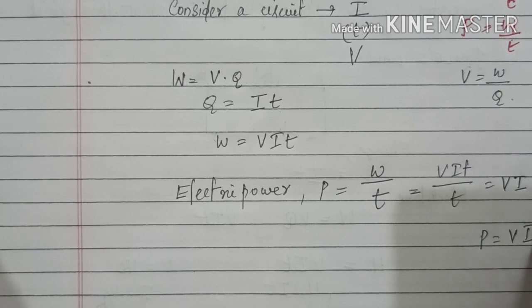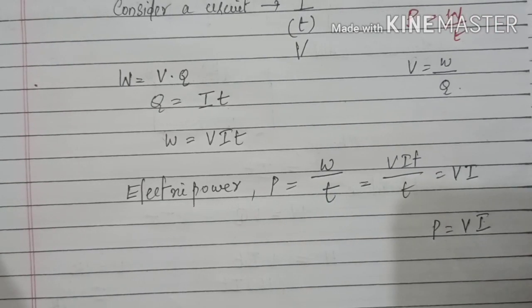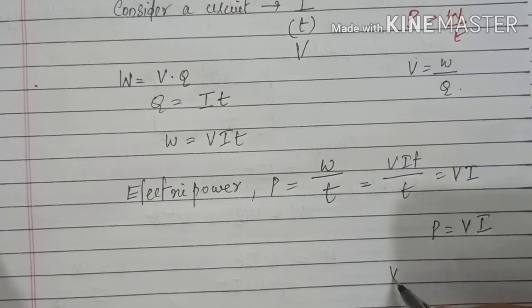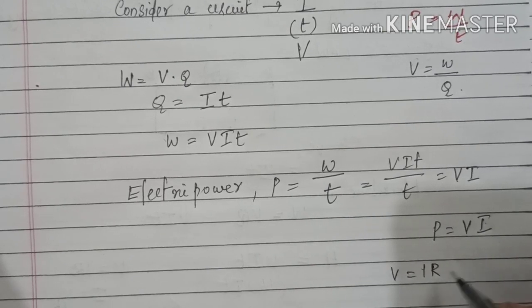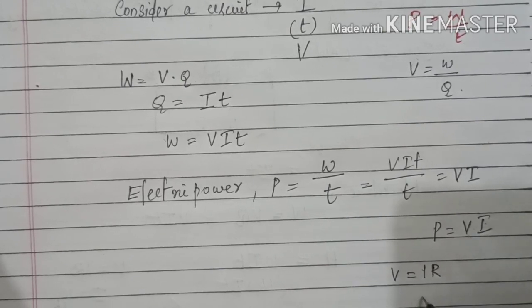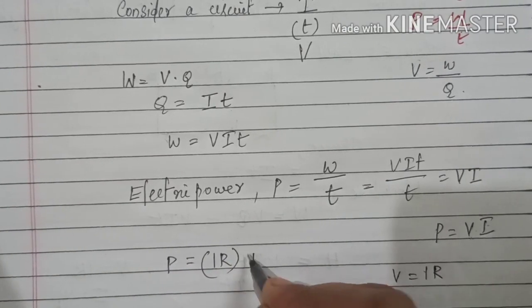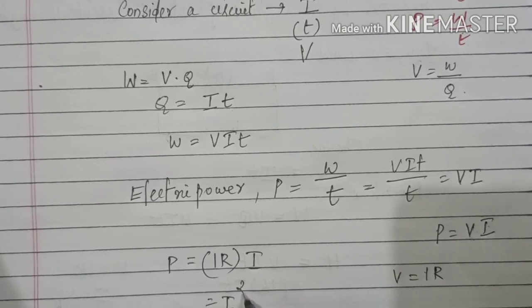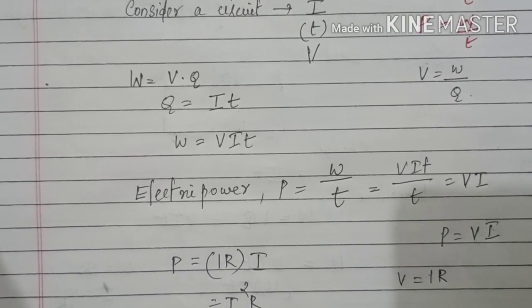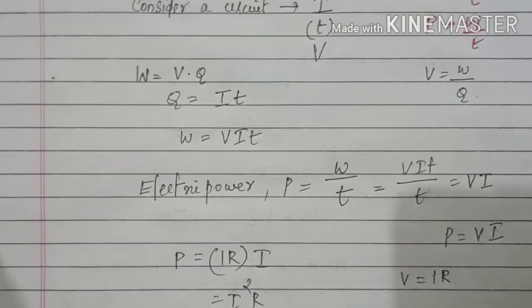Or if I am putting V is equal to I into R, we have the expression V is equal to I into R from Ohm's law, isn't it? So if I am putting that there, I will get the expression as P is equal to IR into I, which is I square R. Clear?